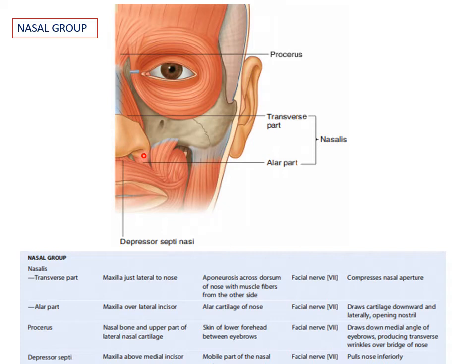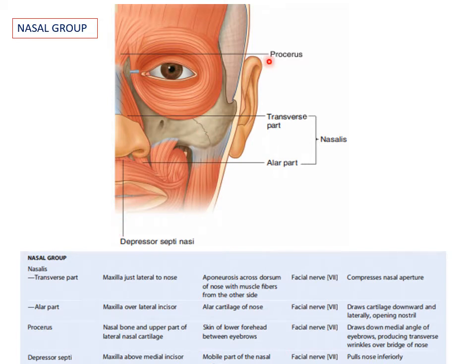This alar part is supplied by the facial nerve, and its function is that it draws the alar cartilage downward and laterally, opening the nostril. It draws the alar cartilage downward and laterally, and hence opens the nostril.